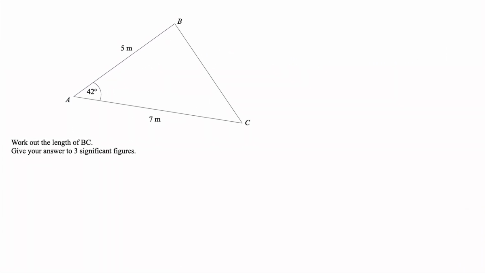Now let's have a look at a different question. So in this question here, again, it's telling us to find the side BC and to give an answer to 3 significant figures. So again, how do I know that I can use the cosine rule here? I know that I can use the cosine rule because I have the two sides and the angle in between the two sides, and I've been told to work out BC, which is the side that is opposite my angle, and therefore I can use my cosine rule formula again.